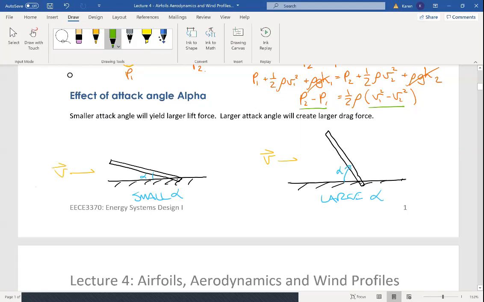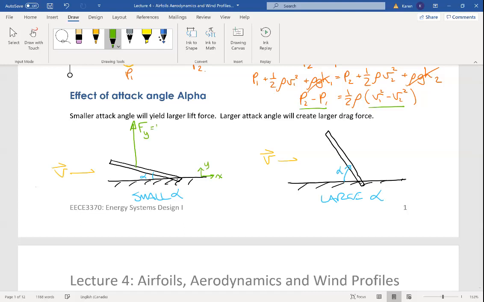So what happens here when there's a small angle of attack, the component in the upwards direction, the component in the y direction, which is your lift force, is large. But the component in the x direction, which is your drag force, is small.